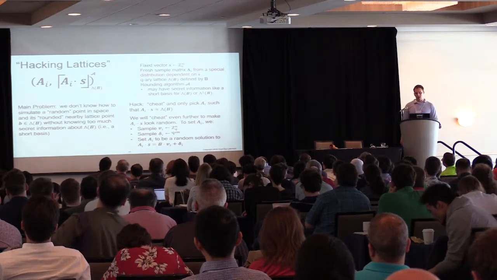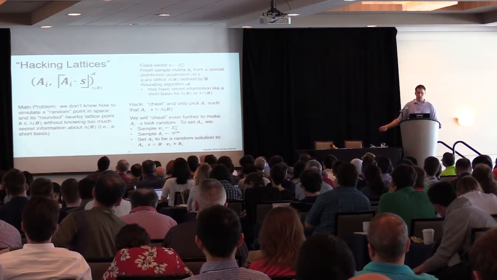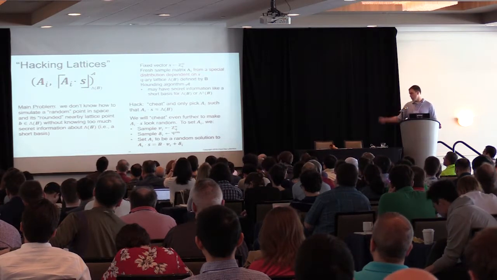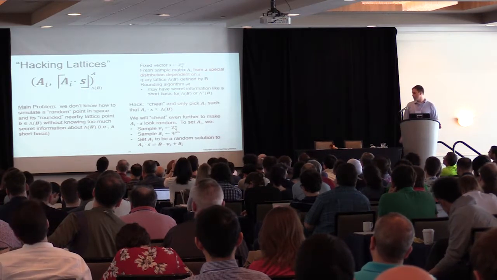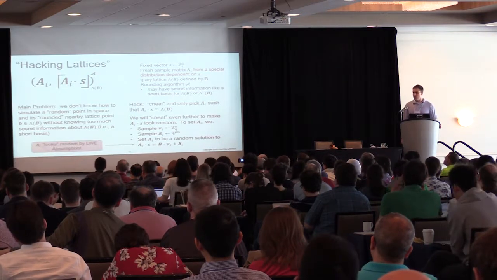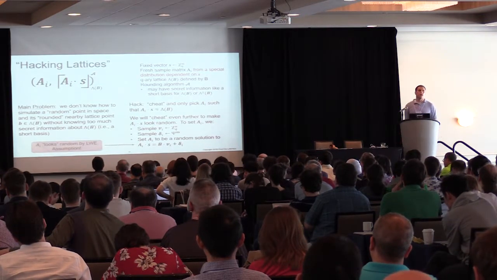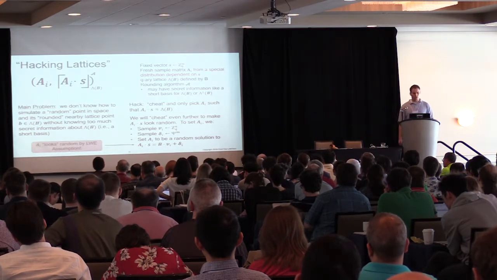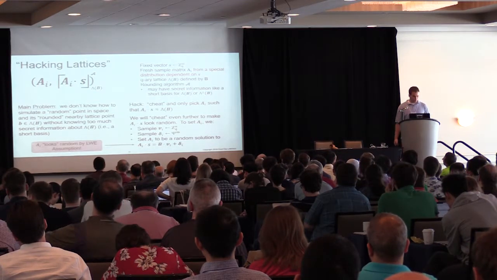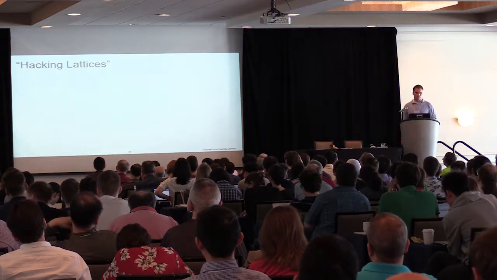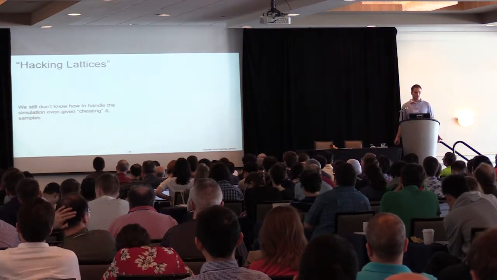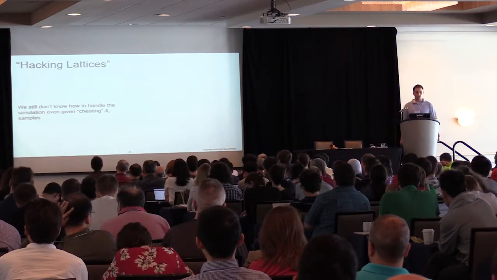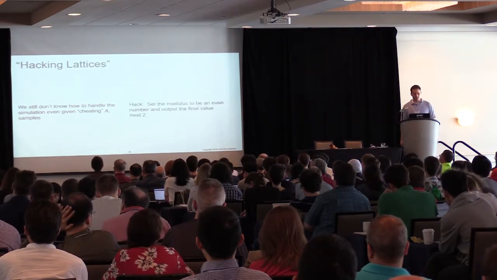To set a_i, we're going to sample a vector v uniformly. We're going to sample noise. And we're going to sample a_i to be a random solution to this instance. As you can probably guess, this means that a_i is going to actually look random, and we can show this essentially directly from LWE. But this still isn't enough. We still don't know how to handle the simulation, even given these cheating a_i samples.